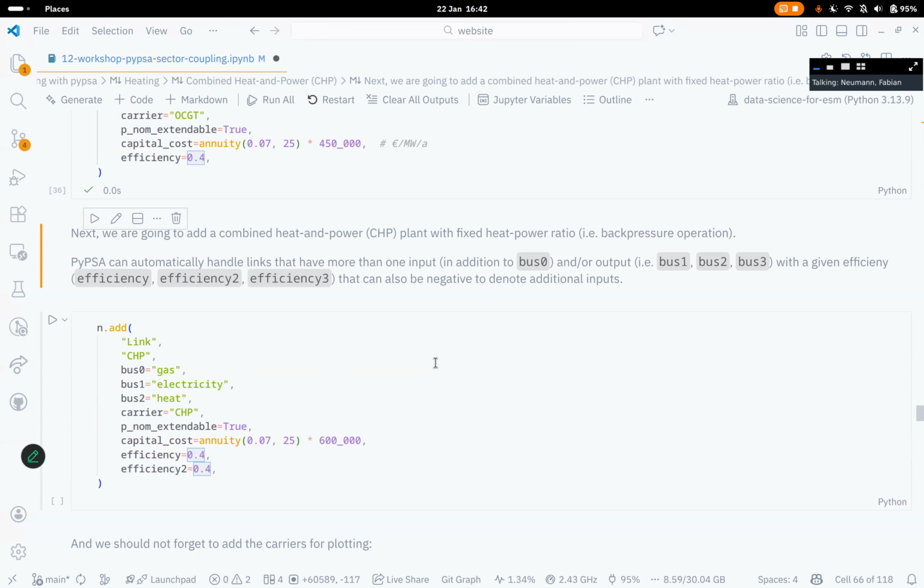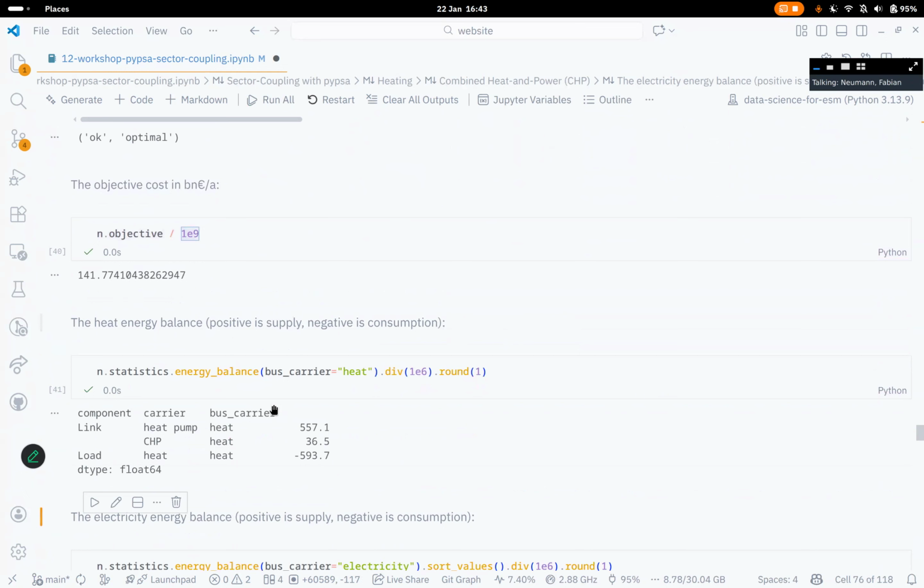We can look at the total system cost. And again, we can now look at the energy balance, and we can specify the bus carrier, and we get a net energy balance for each of the components that is connected to the heat side, from the perspective of the heat buses. And here we see a lot of heat pumps. We see bits of CHP to supply the heat load. And if you sum up this series, you would get 0 exactly, up to rounding errors.